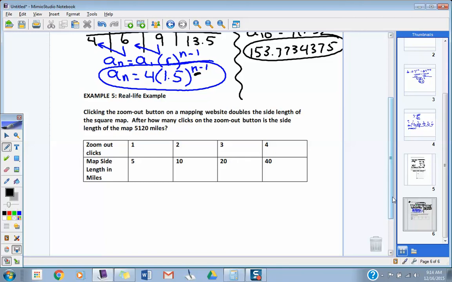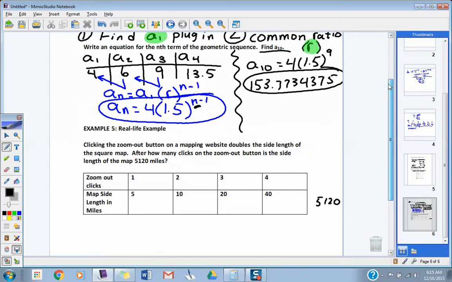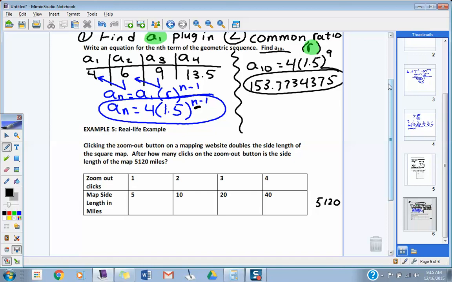Now, they want us to figure out how many clicks it's going to take to get to, eventually, 5,120. All right, 5,120. So here's how we're going to handle this. Guys, this is going to be a table just like the following up here. You've got term 1, term 2, term 3, term 4. Really, guys, term 1 is what value? 5. When my zoom out click is 1, it's like my first click. This is your A1 value of 5. Term 1 is 5.